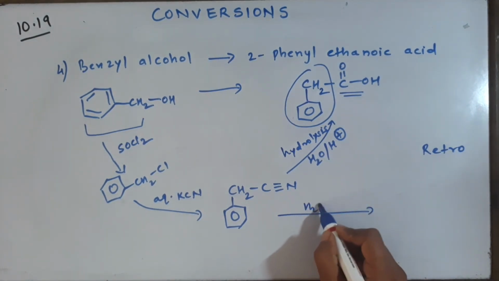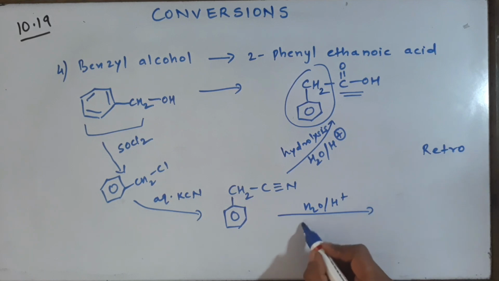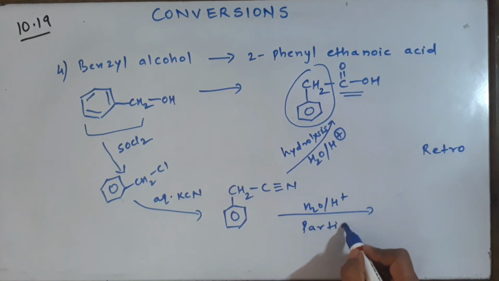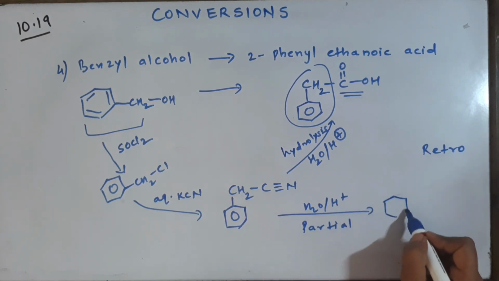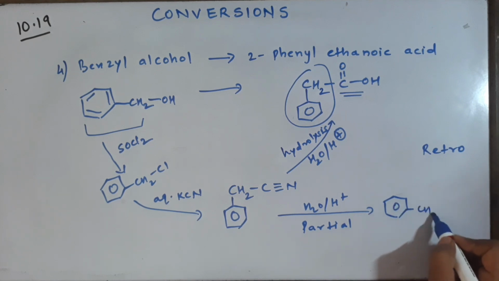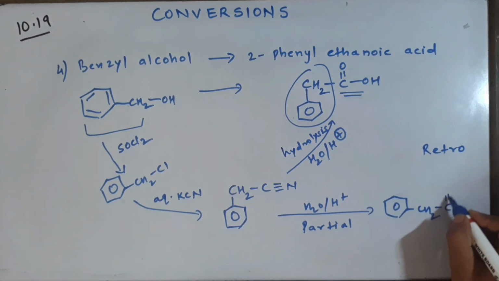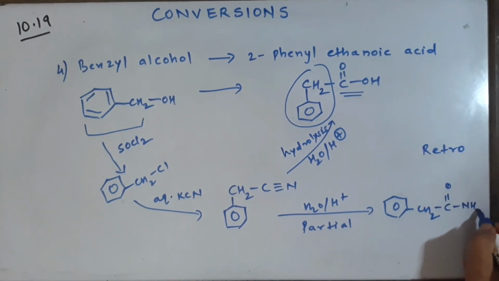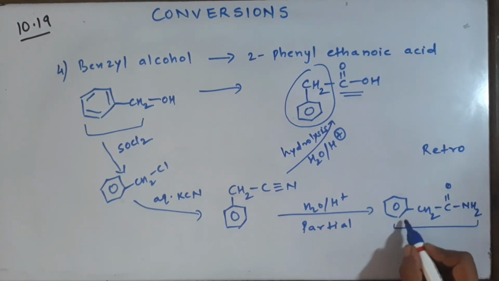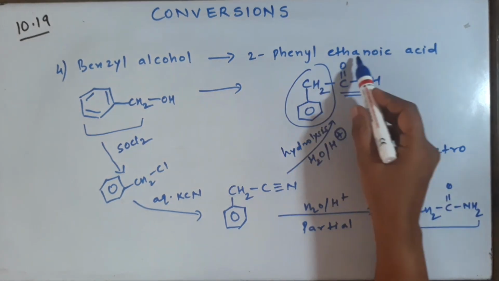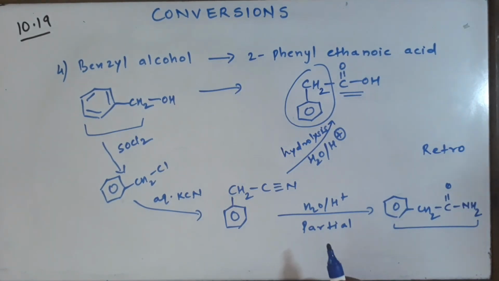Similarly, if you do hydrolysis incompletely, or partial hydrolysis, you will get amides. So this is also important for your board exam conversions. So this whole group will get converted into amide, CONH2. So this will be your phenyl ethanamide. Phenyl ethanoic acid was the compound, so now it is going to be phenyl ethanamide. So now please understand this, these are the ways in which you can do it.